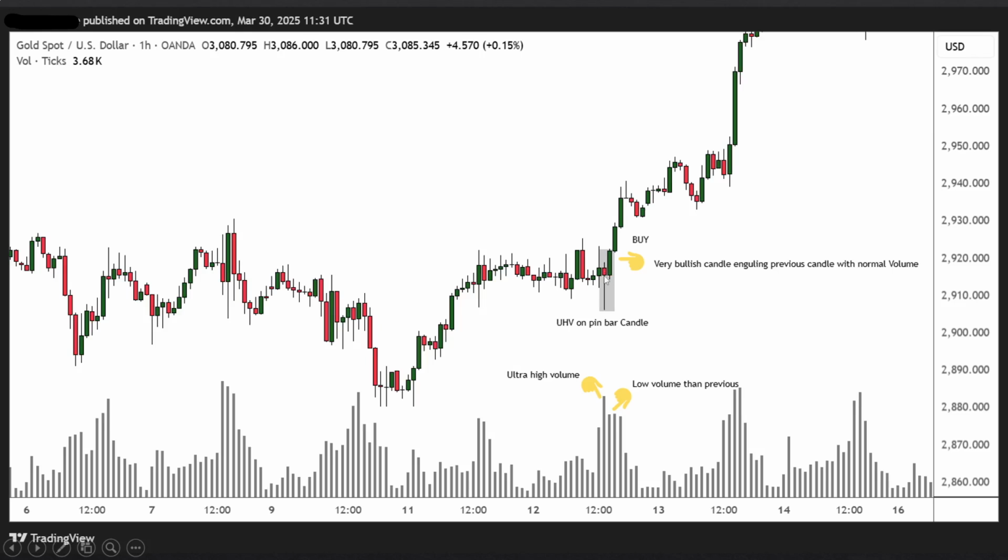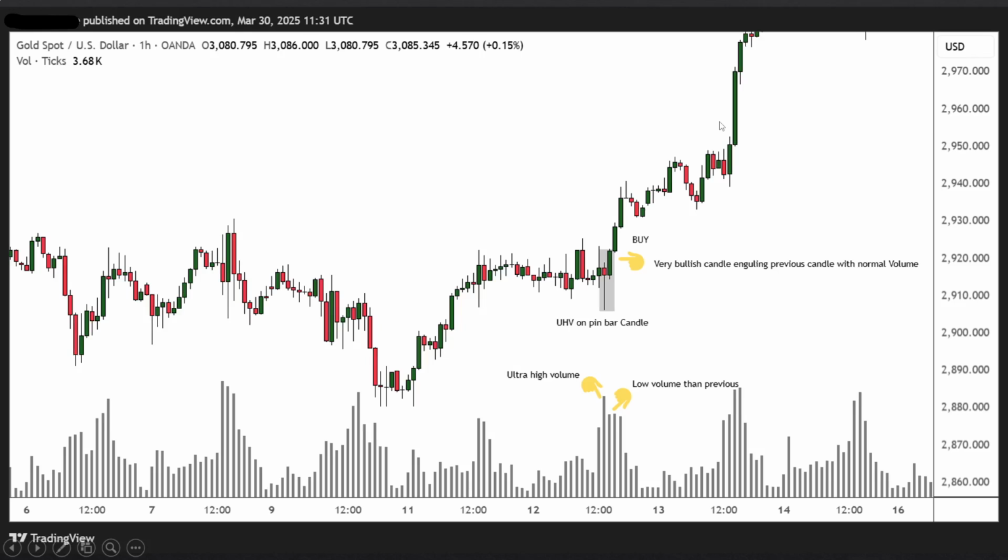This is the pin bar type ultra high volume candle, and you have to wait for the next candle. If the next candle is engulfing strongly, closing above the high of the previous candle, and whatever the volume is, the volume should be lower than the previous candle, then you have to buy there. You have to place stop loss below, and you have to expect 1:3, 1:4, 1:5.